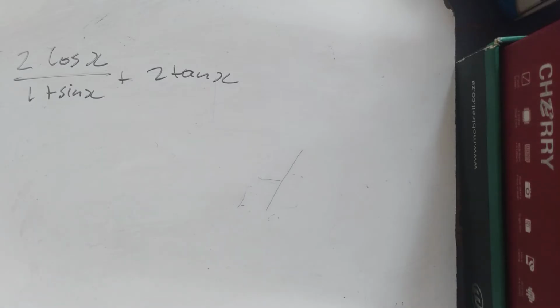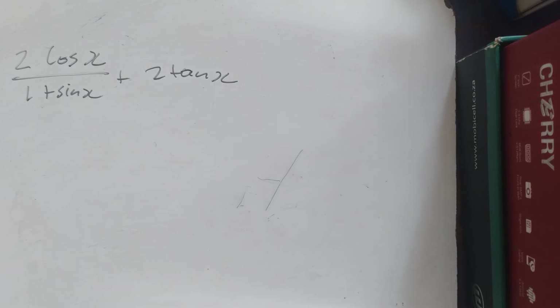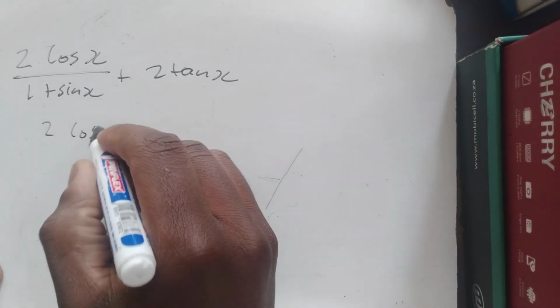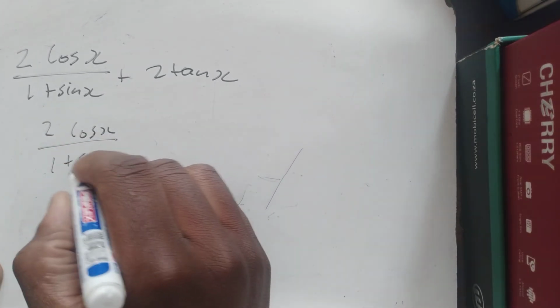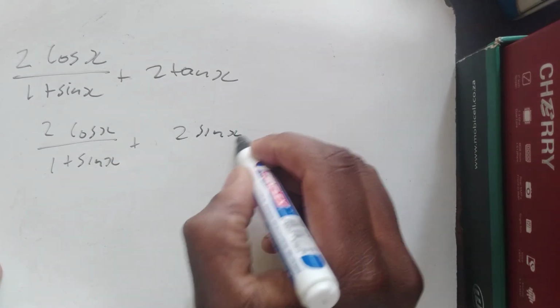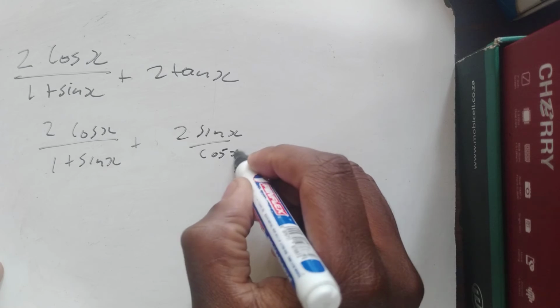Here is the last example. So when you look at this, remember when you see tan, have the consciousness of changing tan. Whenever you see tan, have the consciousness of changing tan into sine over cos. So this becomes 2 cos x over 1 plus sine x plus 2 sine x over cos x. So notice I changed it, right?